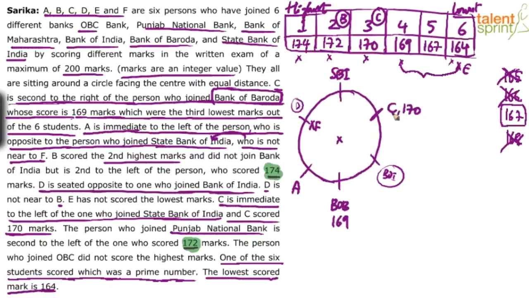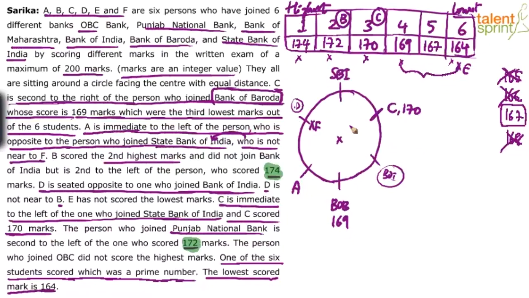Can D come here? Not possible, because this has been occupied by C already. Can D come here? Yes, D can come here as well. Because if D comes here, Bank of Baroda goes there. So basically, these 2 diagonally opposite positions are where D and Bank of India are fixed. Yes or no? If D comes here, then Bank of India comes here, or vice versa, right?